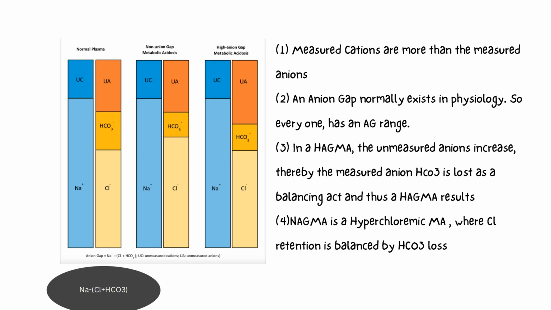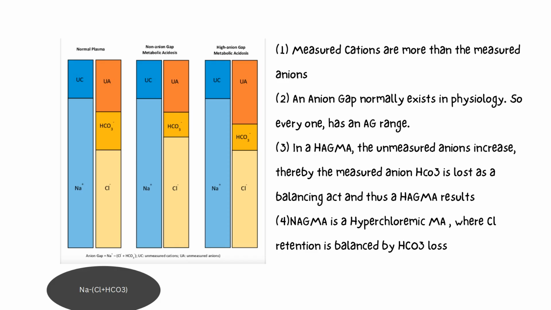That's the anion gap. Measured cations are more than the measured anions. That's why we have a gap. Though in total the anions and cations are equal, measured sodium is more than the measured chloride and bicarbonate. Thereby the unmeasured anion makes up the gap and you get that gap in normal physiology. That's the first column. So you've got sodium, the cation, plus unmeasured cations, and on the other side you've got chloride, bicarbonate and the unmeasured anion.